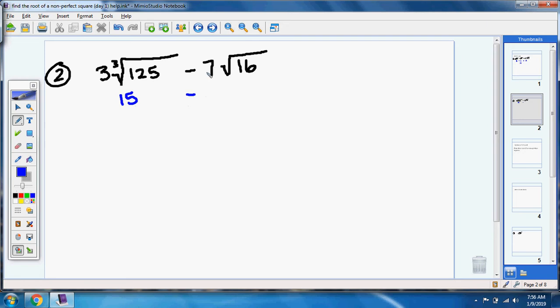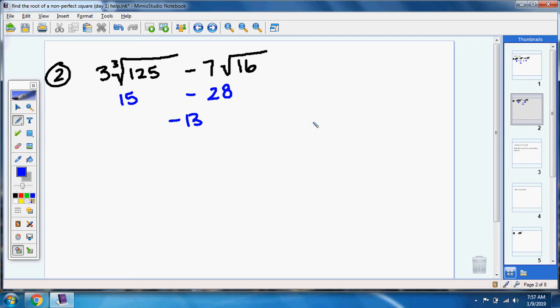Subtract. 7 times the square root of 16. What's the square root of 16? 4. So 7 times 4 is 28. We subtract. Is it positive or negative answer? Negative 13. Beautiful. So again, the only difference on those little problems there is you're using the roots and then you're combining the results using basic addition, subtraction, a little bit of multiplication, and so on.